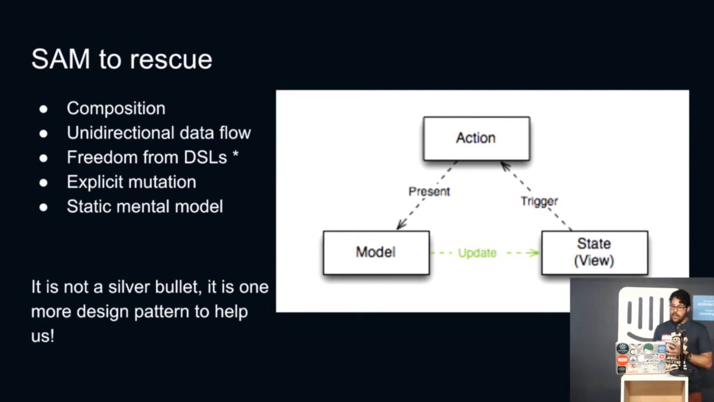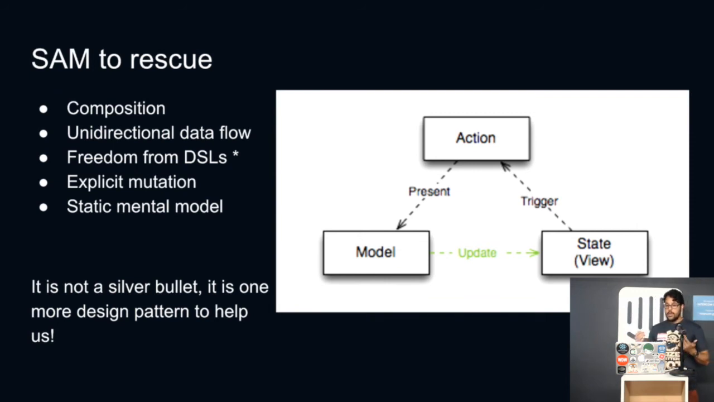Because it's an abstraction of Flux, you have the characteristics of Flux, like composition, the way you develop your components. You have unidirectional data flow that makes your app more predictable. You have freedom from DSLs. I don't know if everybody knows what DSLs are, but it's when you are able to subscribe to something. But that's partially true, because you still have state. If you are working with reactive programming, you have observers, you can subscribe, so it's partially true.